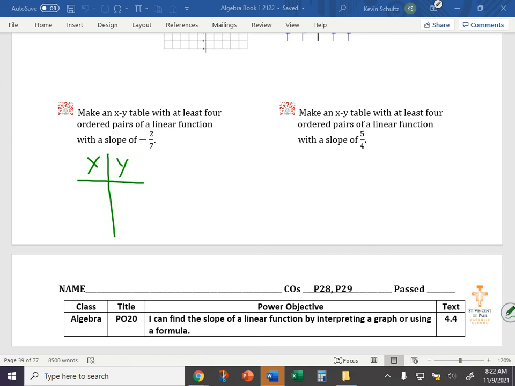Does it matter which one goes up and which one goes down? No, because a change of y of down 2, a change of x of up 7 is the same value as a change of y of up 7 and a change of x as down 7, right? Those two fractions are the same thing. Okay, they're the same value. So it doesn't matter which one goes up and which one goes down, but one of them has to, not both. And then for the other one, a linear function with a slope of 5/4.